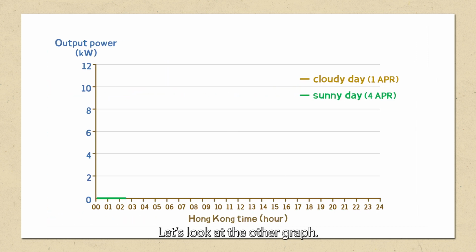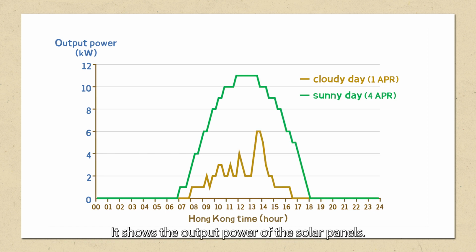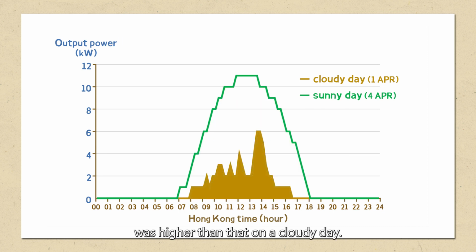Let's look at the other graph. It shows the output power of the solar panels. The unit is kilowatts. It is simple. The output power on a sunny day was higher than that on a cloudy day.